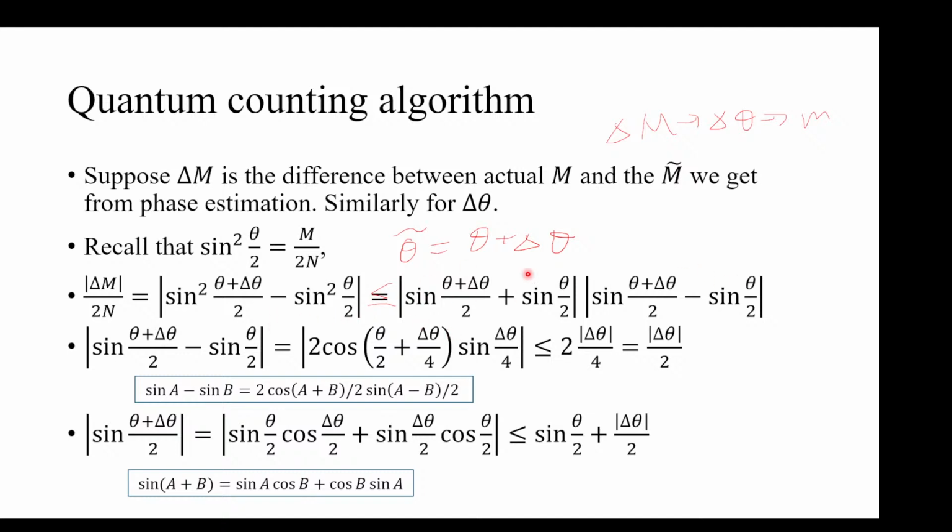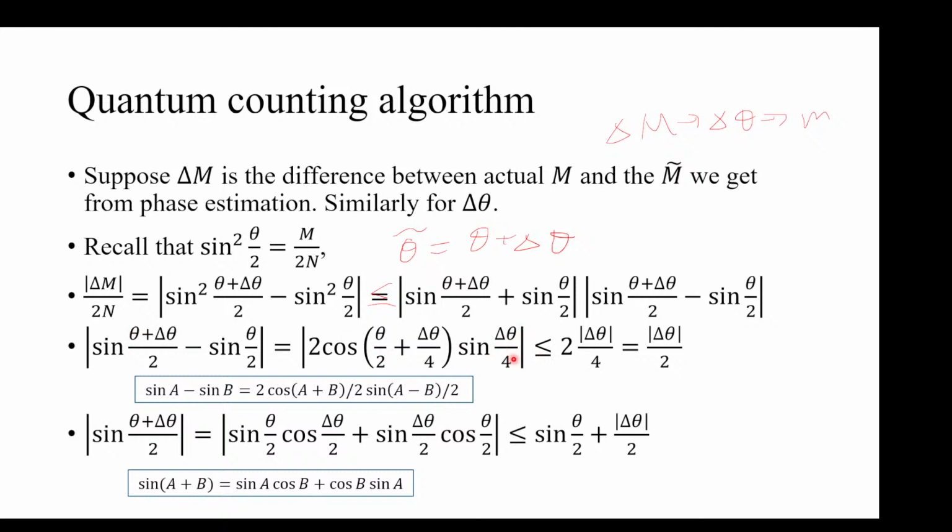and now we bound those two terms separately, using a whole bunch of trigonometry identities. We actually bound the difference term first. So we have sine of (theta plus delta theta) over 2 minus sine of theta over 2. Here we use the sum to product formula: sine A minus sine B equals 2 cosine of (A plus B) over 2 times sine of (A minus B) over 2. A is (theta plus delta theta) over 2, and B is theta over 2. Plugging into the formula, it's cosine of (theta over 2 plus delta theta over 4) times sine of delta theta over 4.